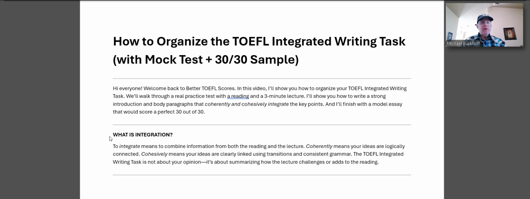So what exactly is integration anyway? Why do they call it the integrated writing task? To integrate means to combine information from both the reading and the lecture. Coherently means your ideas are logically connected. Cohesively means your ideas are clearly linked using transitions and consistent grammar.